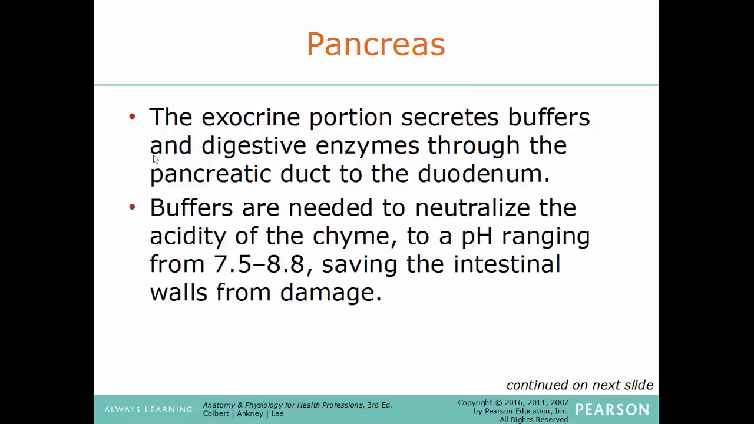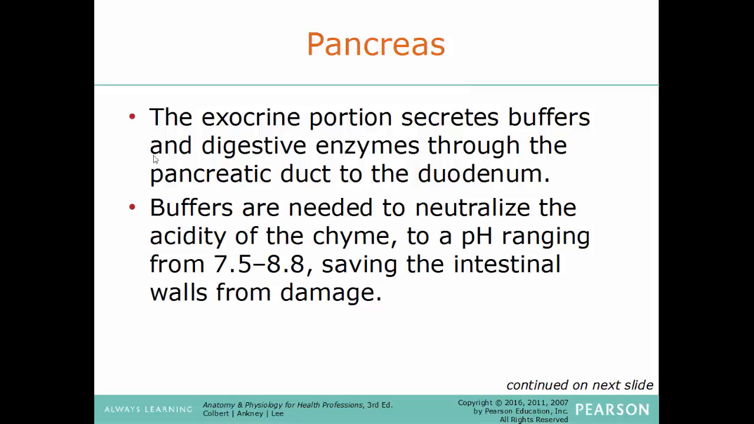And the exocrine portion will secrete buffers and digestive enzymes through the pancreatic duct into the duodenum. This is what the pancreatic juice is. It contains high amounts of sodium bicarbonate ion to help neutralize the acidic chyme as it enters the small intestine. So these buffers usually have a range up to about 8.8, which will help neutralize the very strong acidity of the chyme, which is between 1 and 2.